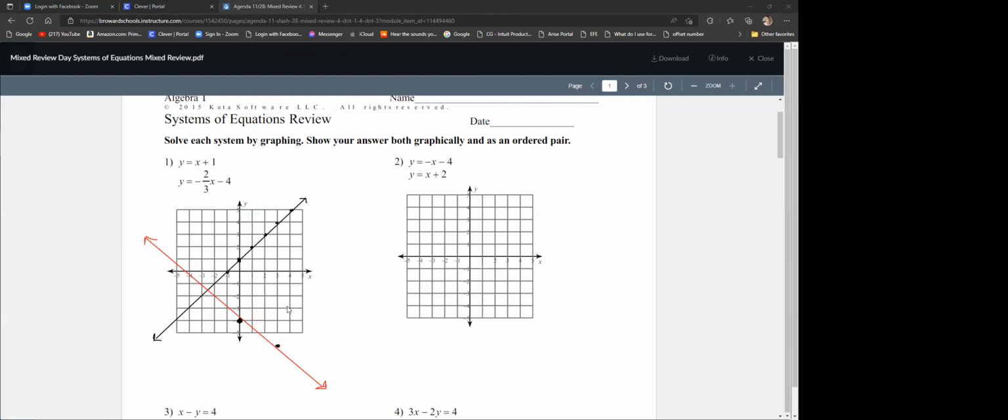Isn't it where the lines meet? Yeah, where they intersect. Yep. Okay, so where they intersect is right here, right? Yeah, they intersect right here. Exactly. So what's that coordinate? What's the x? What's the y?